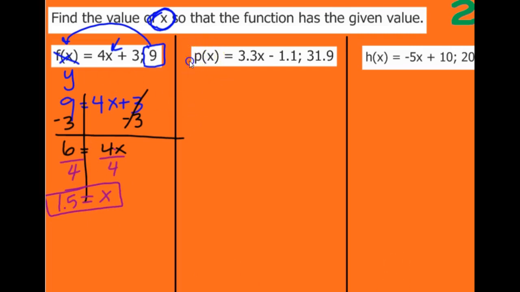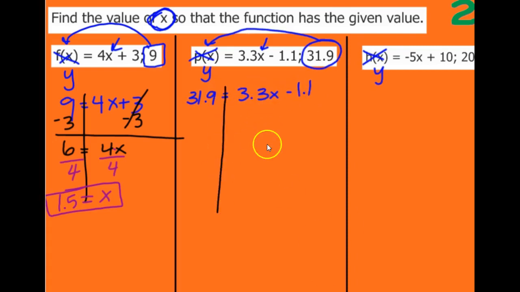Alright. Next one, again, this is just a fancy way of saying y. We can change all of these right now to y. And now we're going to plug in, when y is 31.9, what is x going to be? So 31.9 equals 3.3x minus 1.1. So let's solve. Just like the other one, get rid of your addition or subtraction first. So I'm going to add 1.1. Those eliminate. We have 3.3x.